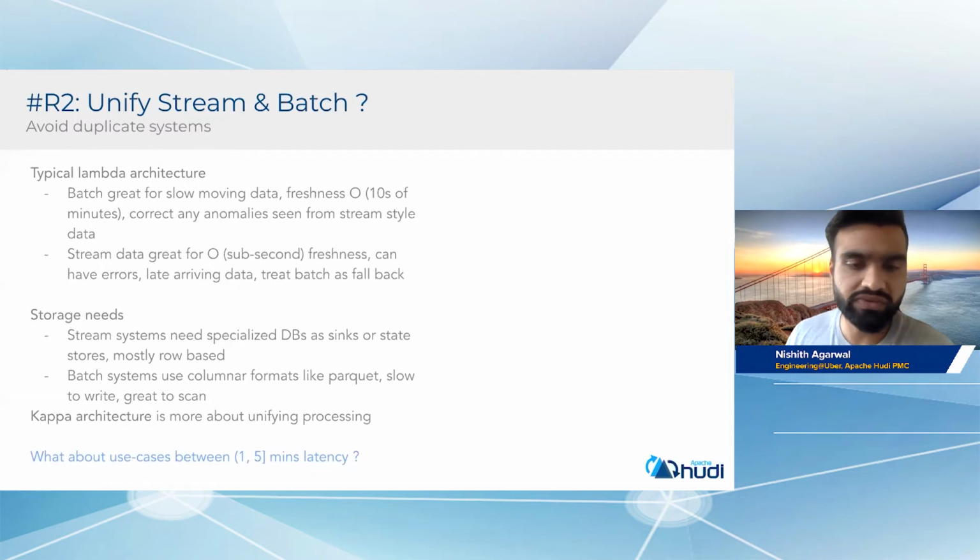Typically, at Uber, we realize there are lots of use cases that fall within this time bucket, and there isn't a good solution: streaming tends to be an overkill, whereas batch tends to be too slow. So is there an architecture? There's a suggestion in the community that the Kappa architecture is about unifying processing. But what about unifying storage, especially for use cases that lie in this kind of latency?